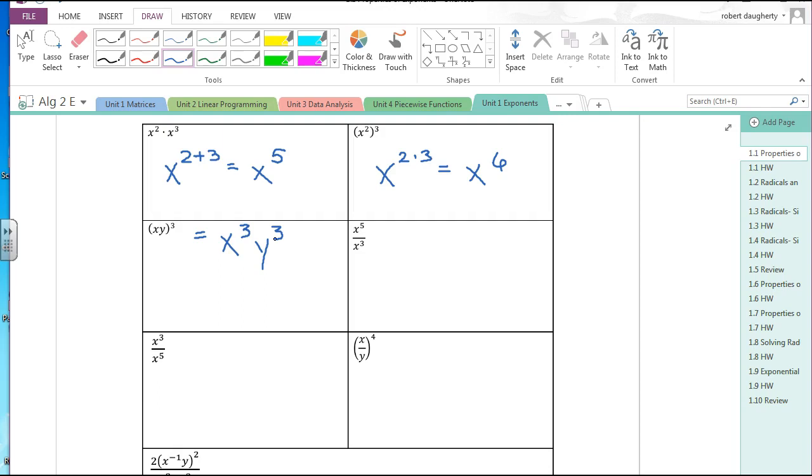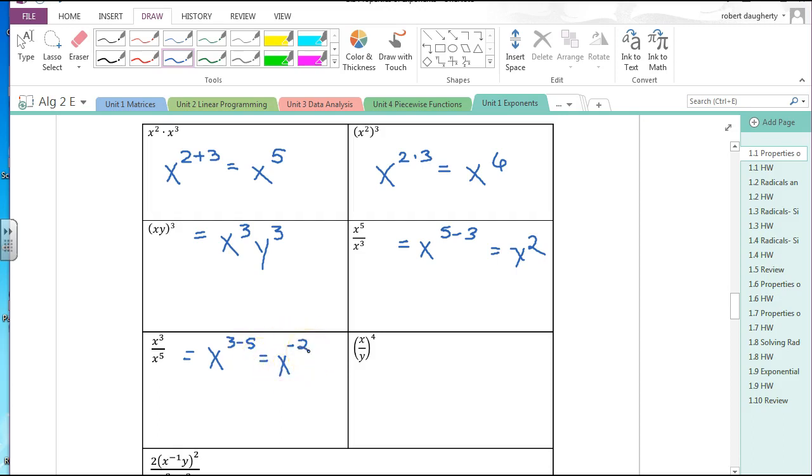What about this one? How do I simplify this? This is x to the what? 5. X to the 5 minus 3. What's 5 minus 3? Squared. So this is x squared. What about the next one here? This is x to the 3 minus 5. What's 3 minus 5? Negative 2.